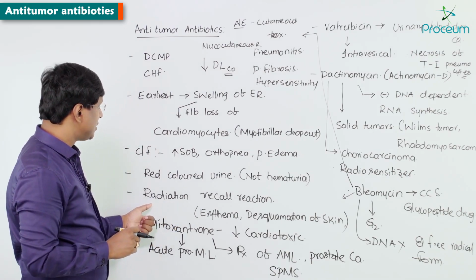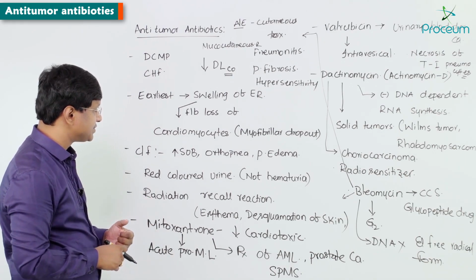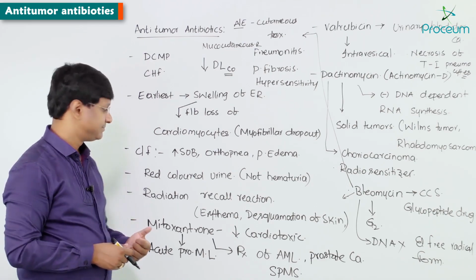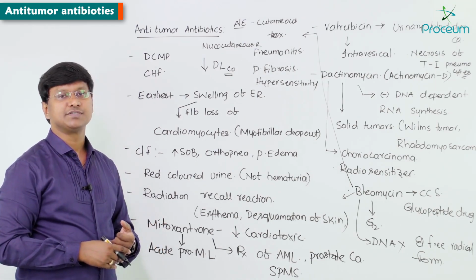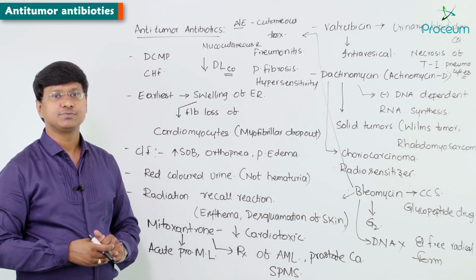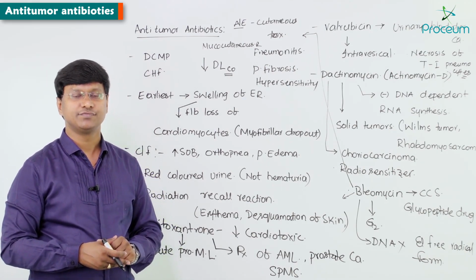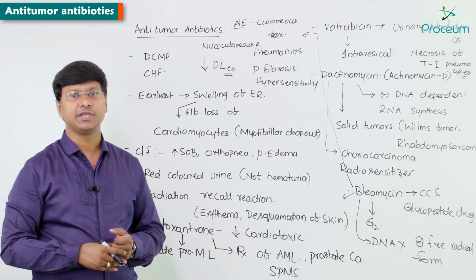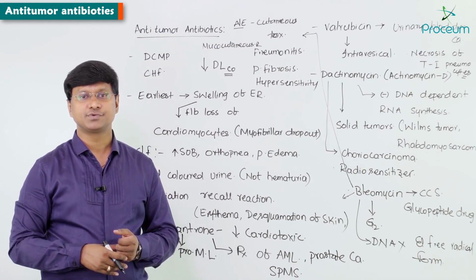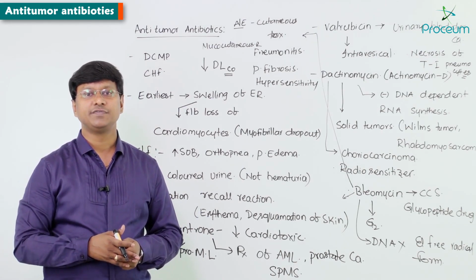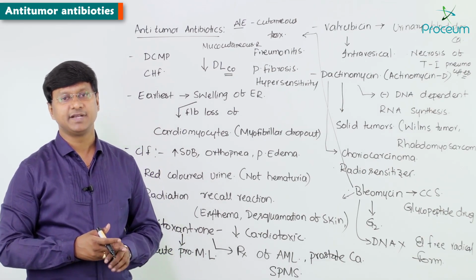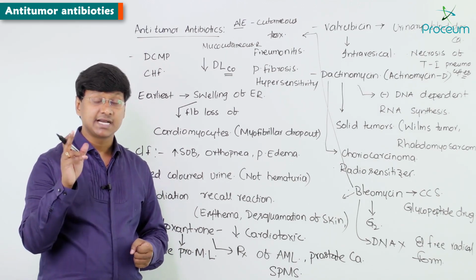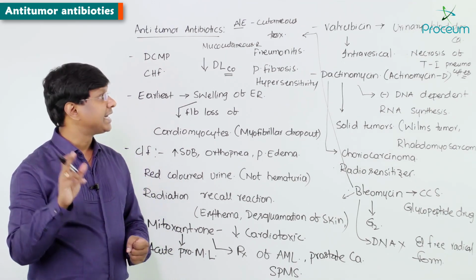Now, these drugs can also cause what are called radiation recall reactions, which manifest as erythema as well as desquamation of the skin. Now, we have a very important drug called mitoxantrone. Mitoxantrone seems to be less cardiotoxic than other drugs of this group, and remember, it has been approved for acute myeloid leukemia, advanced hormone resistant prostate cancer, and in the treatment of late stage secondary progressive multiple sclerosis.